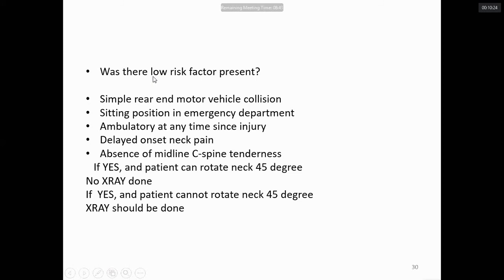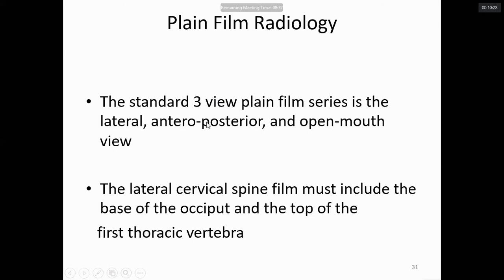Now, coming to the X-ray, basically you have to do all the standard views: anterior posterior view, lateral view, and sometimes special views like the open mouth view, or even oblique views.